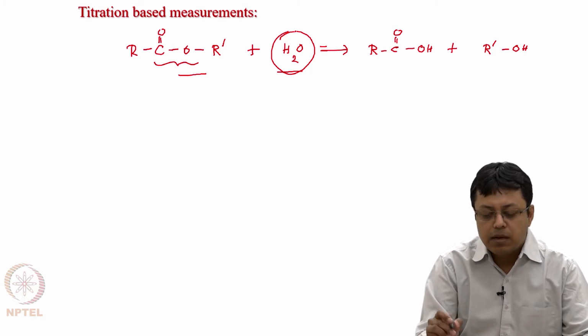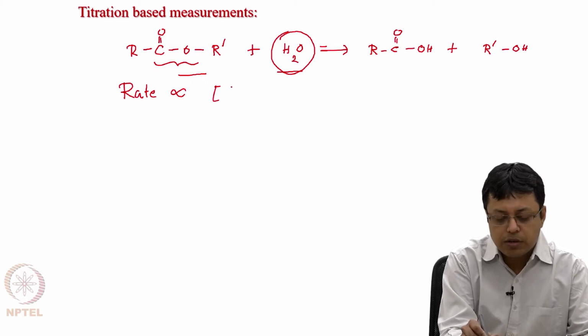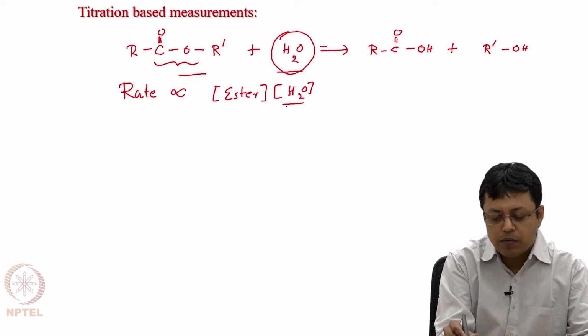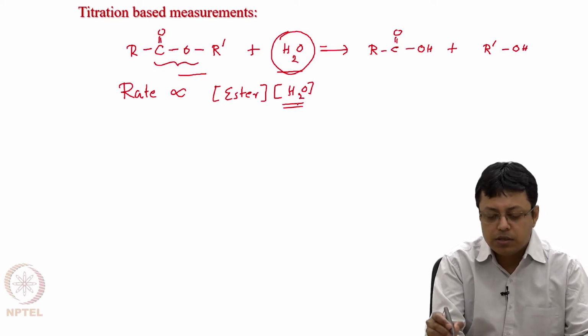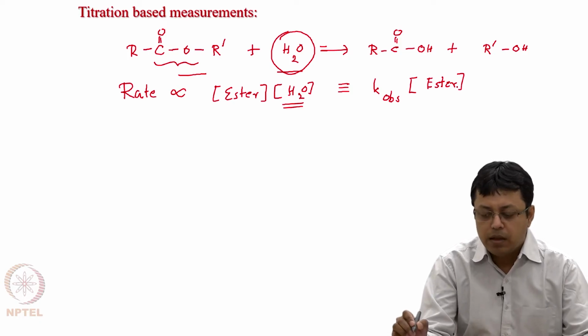So what happens is that the observed rate that you find is proportional to the concentration of ester times the concentration of water. But since the concentration of water is so large compared to the concentration of ester, practically it behaves as if it's a first order reaction. So this type of reaction we call a pseudo first order reaction.